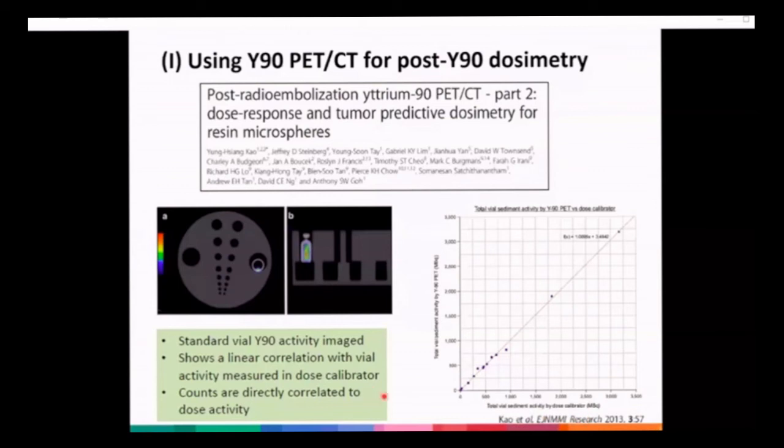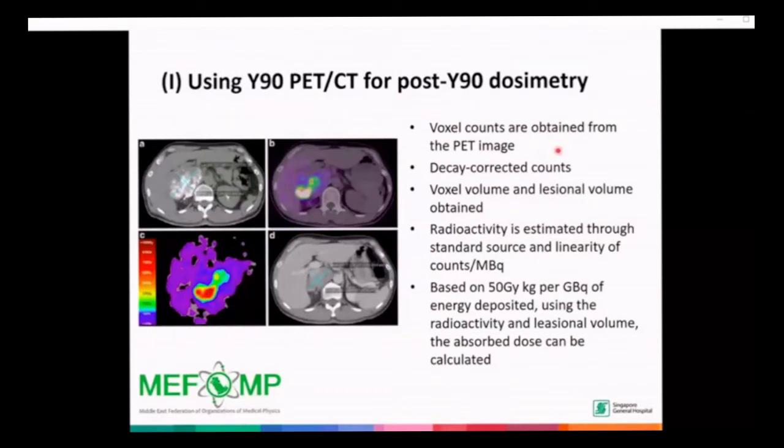So the linear correlation with the vial activity measured in a dose calibrator was performed, and counts are directly correlated to dose activity. Voxel counts are obtained from the PET image, decay corrected counts are obtained, and voxel volume and lesion volume are also obtained. Radioactivity is estimated in comparison to the standard source, and the linearity of the counts per megabecquerel, as was proven in the earlier slide, based on 50 gray kilogram per gigabecquerel of energy deposited, using the radioactivity and lesional volume, the absorbed dose can be calculated.